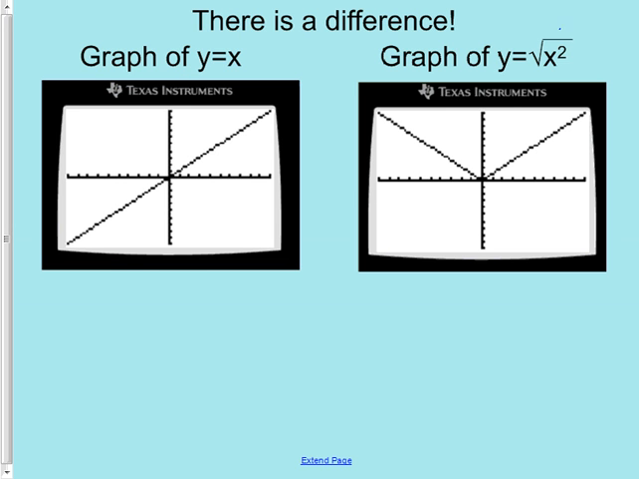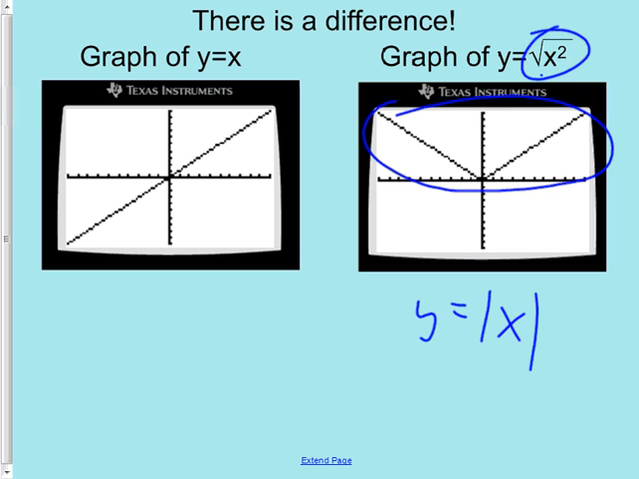Is this equal to this? Well, are the graphs the same as each other? No. So are they really equal to each other? No. Okay. So what is the square root of x squared? That's this one right here. What is the square root of x squared? It's supposed to be absolute value. Doesn't that look like an absolute value? Yeah, it actually is. So y equals the absolute value of x is the answer to that.